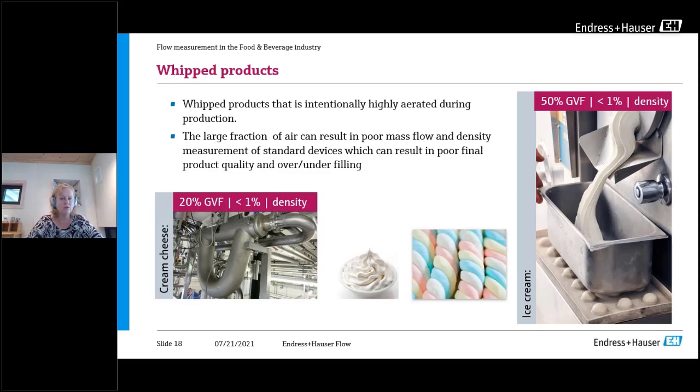In addition to that, also the amount of gas in the product is an important quality parameter, and by using the density, one can do not only flow measurement, but a quality measurement of these products by being able to determine the amount of gas entrained.